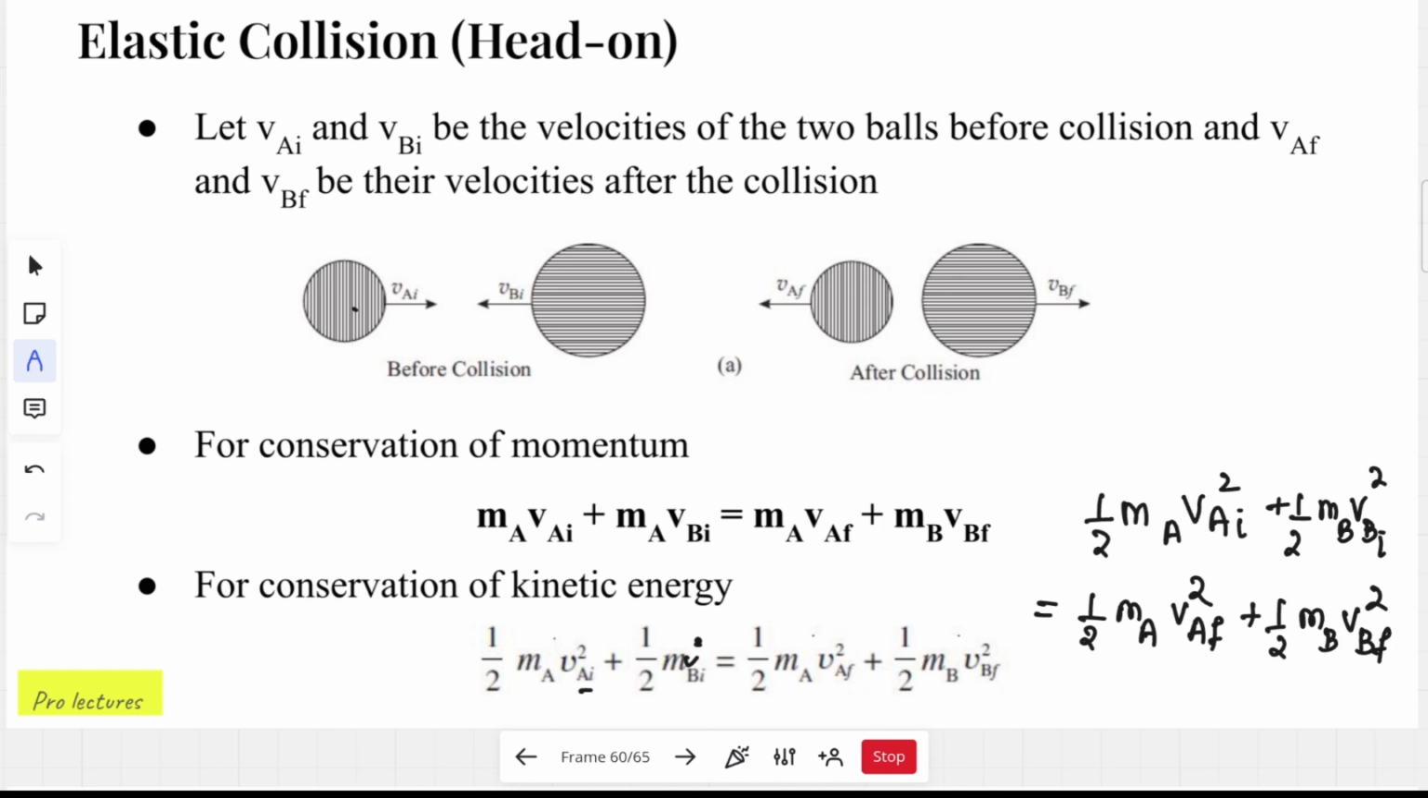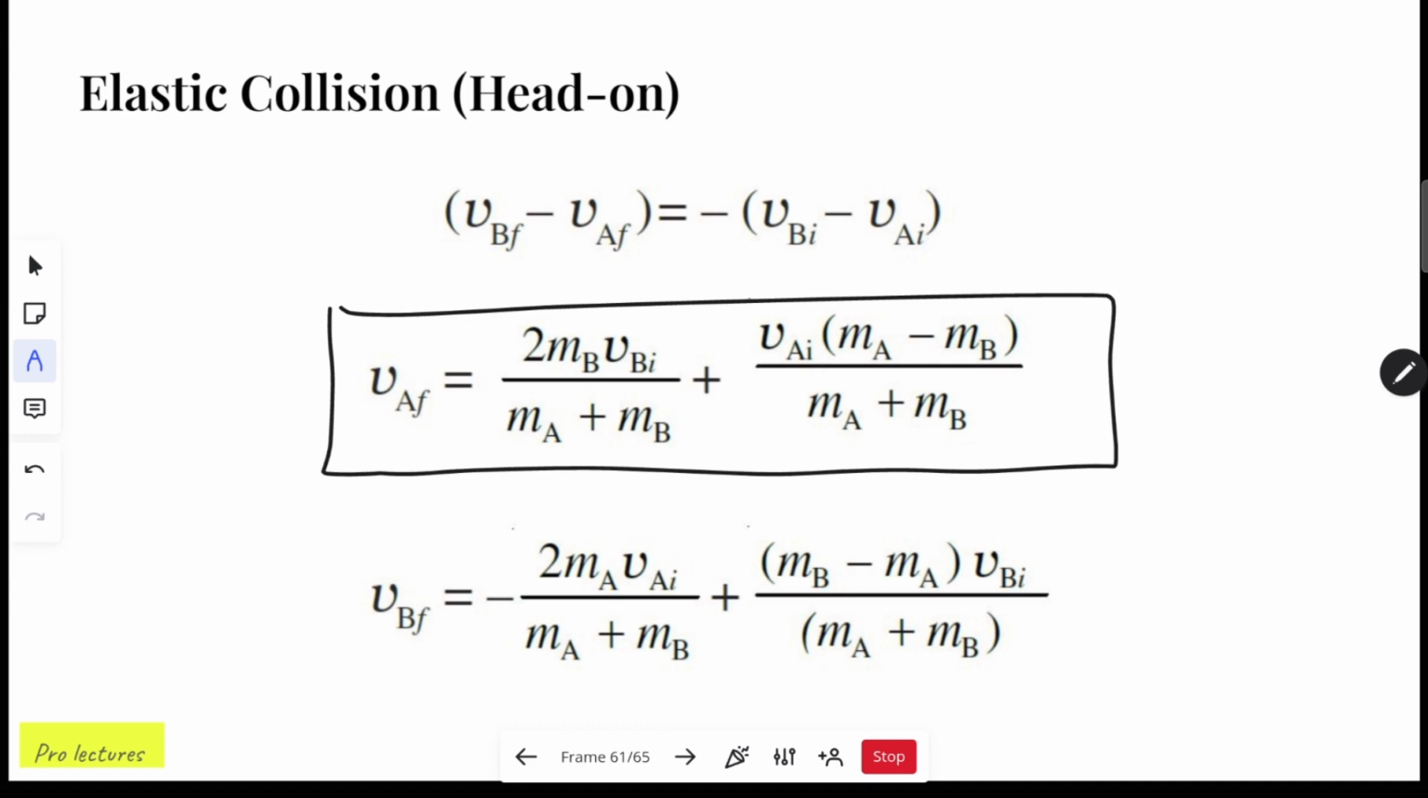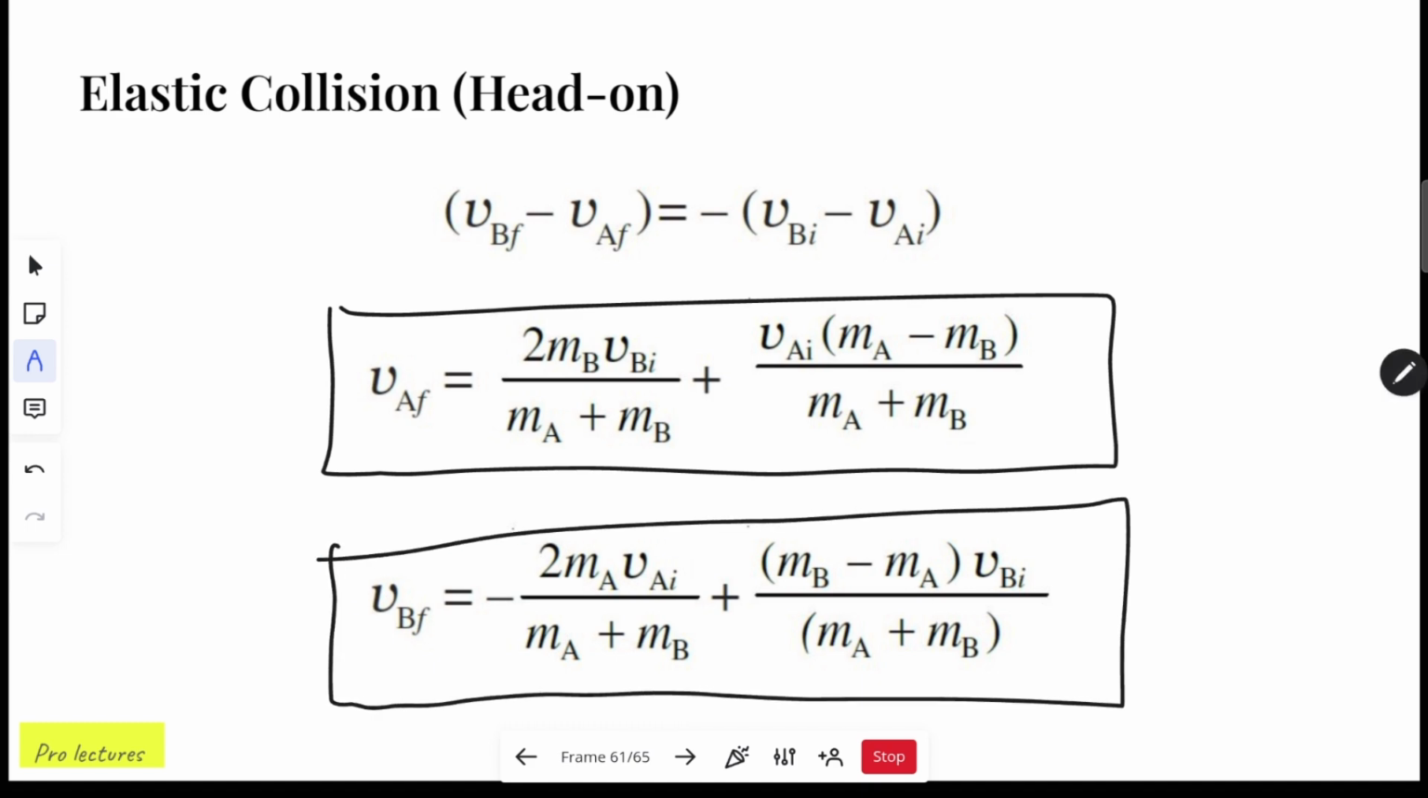If you observe here, there are two unknown quantities, VAF and VBF. We have two equations. So if you solve these two equations, we can find the velocity after collision. I've left out the derivation part. So you can try out solving those two equations, substituting for VAF in terms of VBF. We can calculate VBF and VAF. Now let's go on to discuss some special cases.